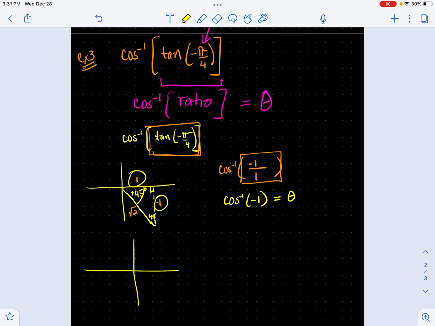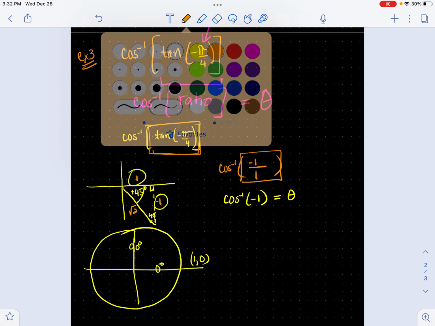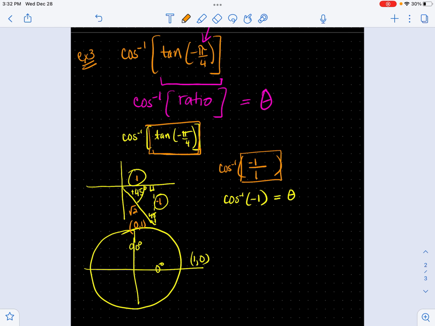And that takes us back to our quadrantals. 0 degrees would refer to 1, 0. Because this is a unit circle, all the quadrantals are 1 unit away. This would be 0, 1. This would be 0, negative 1, that point right there. And this point right here would be negative 1, 0. So the question is asking me at what angle is cosine value negative 1. This is where cosine value is negative 1. And hence, this is the angle that's the answer to the question, 180 degrees.